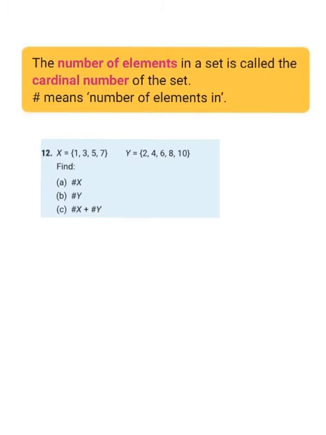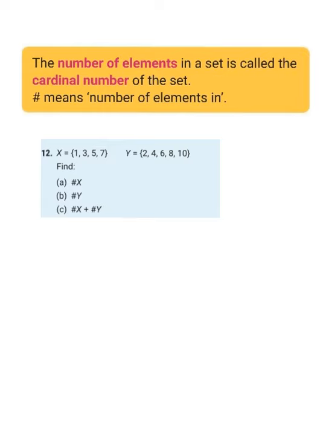Okay, so then another symbol that you need to know and definition that you need to know is the cardinal number of a set. So the number of elements in a set is called the cardinal number. So we use the hashtag as the symbol now that you need to know. So it means the number of elements in A. So just say we're dealing then with this question here.